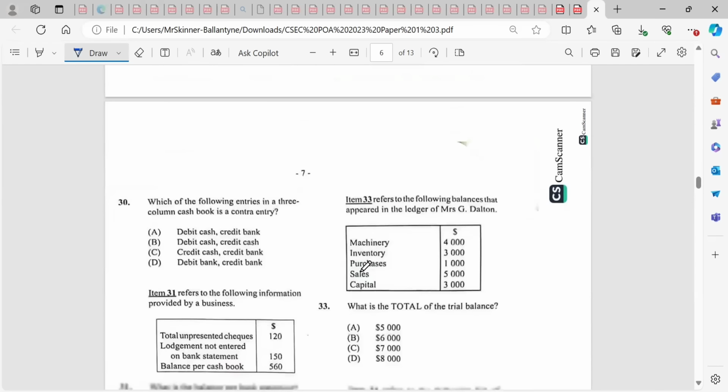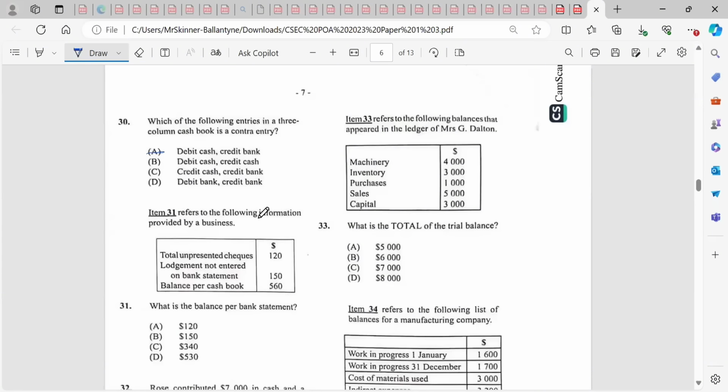Number 30, which of the following entries in the 3-column cash book is a contra entry? So you know it must be debit and credit, and it must be bank and cash. So what will be the answer? A. Yes. Debit and credit, and it has cash and bank. So the answer will be A. And we're halfway there already.